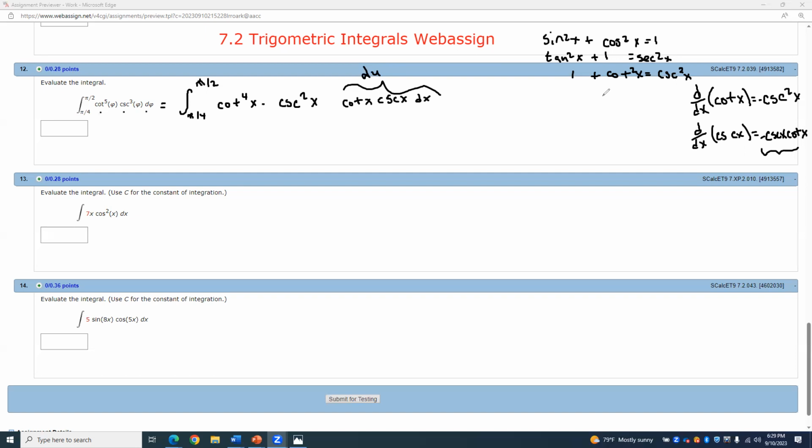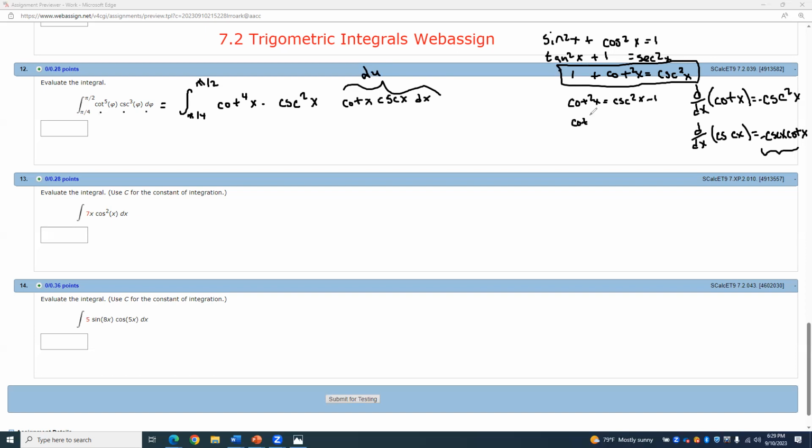I'm going to go back to my trig identities. This is the third one that we often don't use as much, but it is still there. 1 plus cotangent squared equals cosecant squared. So in other words, cotangent squared is equal to cosecant squared minus 1.